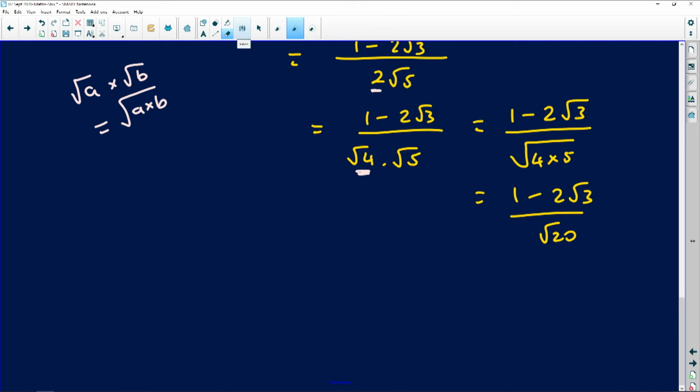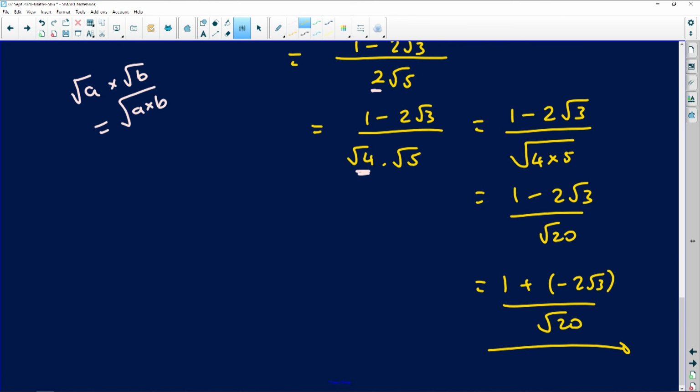Don't be bothered by the fact that the sign in the middle there is not a plus. It can be a minus. It's okay. There's nothing wrong with this. I can even put it as 1 plus negative 2 root 3 all over the square root of 20. And this will be the solution to that problem.